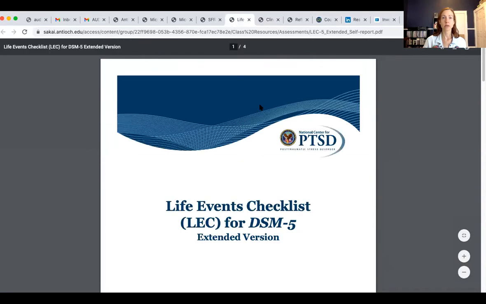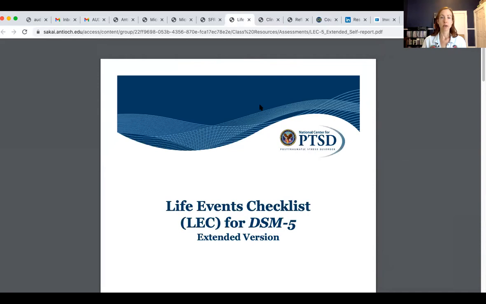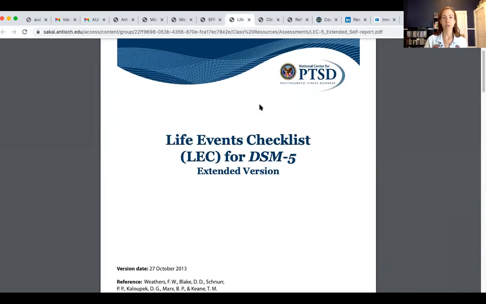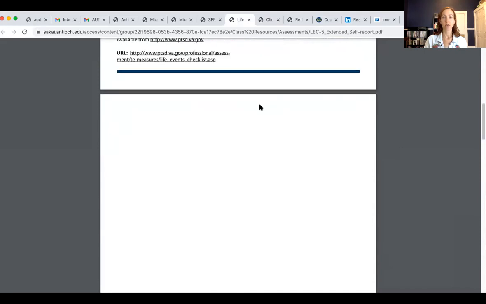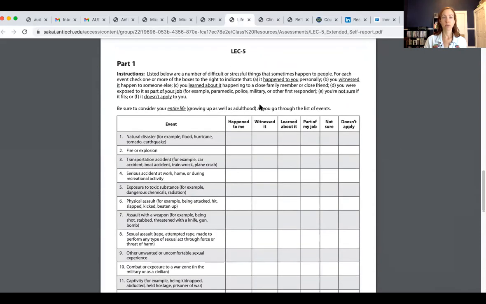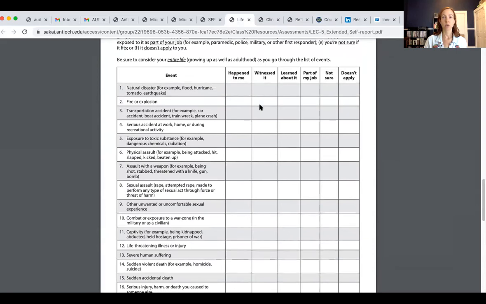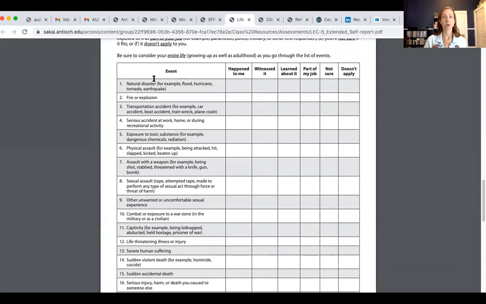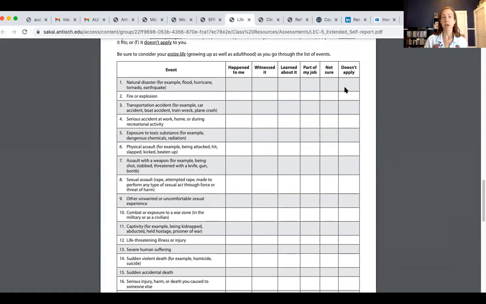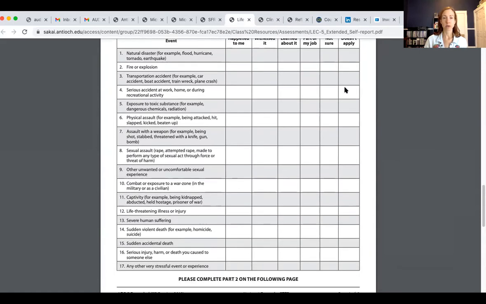So here is the Life Events Checklist extended version, modified for the DSM-5. And you see it's very brief. It simply asks whether this has happened to me, whether I've witnessed it, whether I've learned about it, whether it was part of my job, not sure, or doesn't apply. And it goes through a wide variety of experiences.